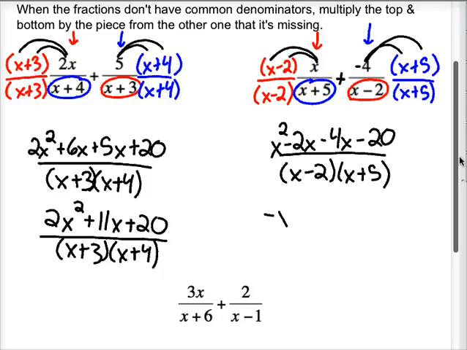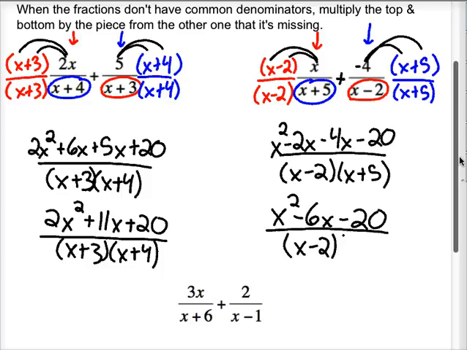And finally, I can clean up the top a little bit. Negative 2x minus 4x is a negative 6x. And again, in these ones, it's very rare for the top to be able to factor. So in this case, again, I'm just going to tell you it does not end up being able to be factored. So we can just leave it.